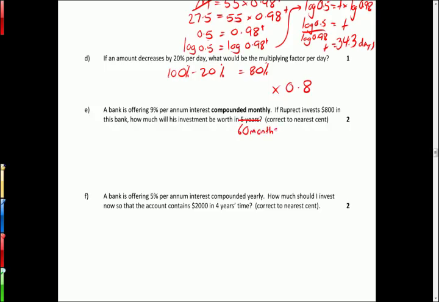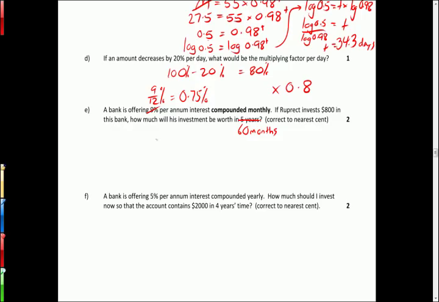What else? 9% per annum. I don't care how much you'll get per year. I want per month. If you get 9% for a whole year, how much will I get for a month? Only a 12th of that. So it's 9/12%, okay? Which you might want to call 3/4, you might want to call 0.75%, whatever you want to do.